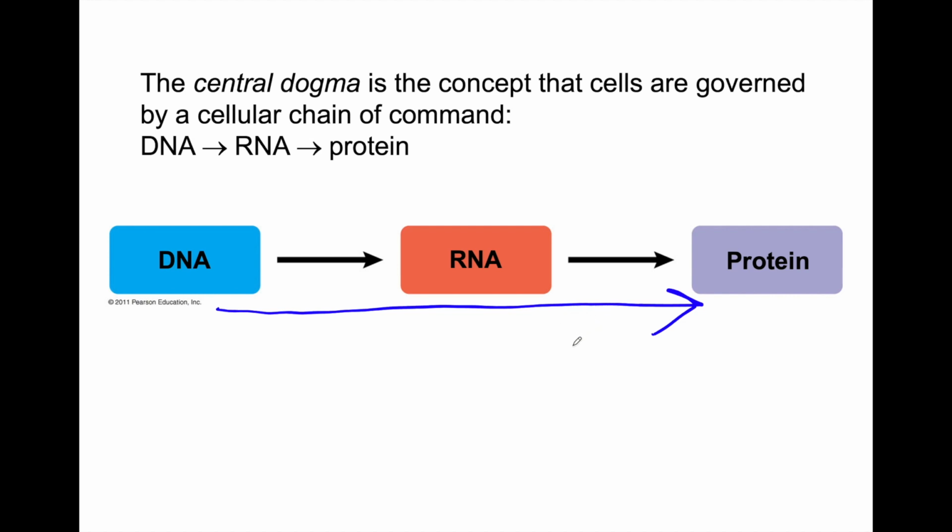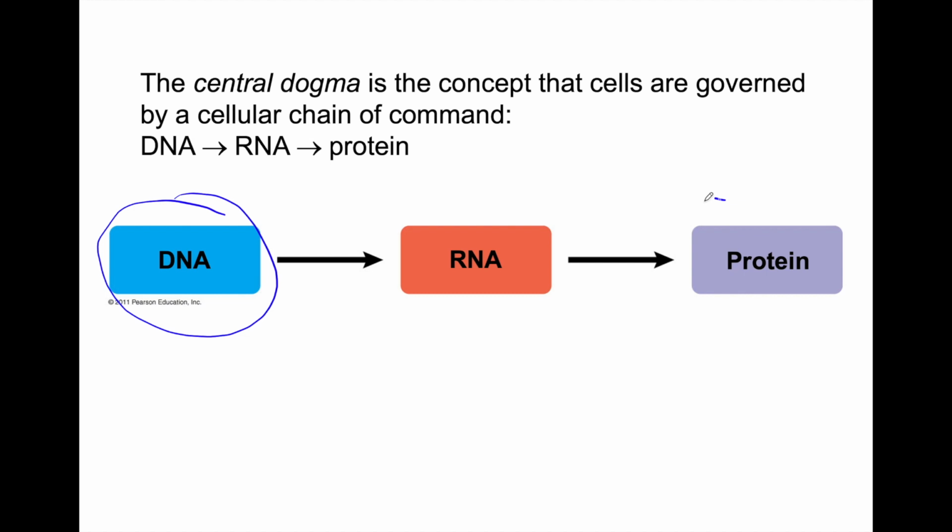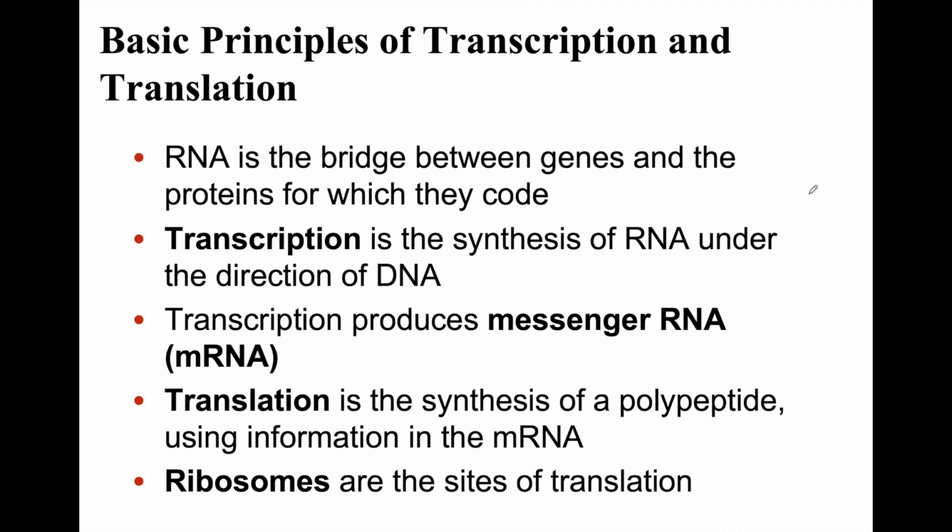So what that means is that the information your DNA is storing is telling you how to build proteins. RNA is a bridge between genes and the proteins that the genes code for. Transcription is the synthesis of RNA under the direction of DNA. Transcription produces a particular type of RNA called messenger RNA, or mRNA. We're going to talk about three different types of RNA today: mRNA, tRNA, and rRNA. There are actually more than three types of RNA, but to learn about the other types, you need to take a higher level biology class.